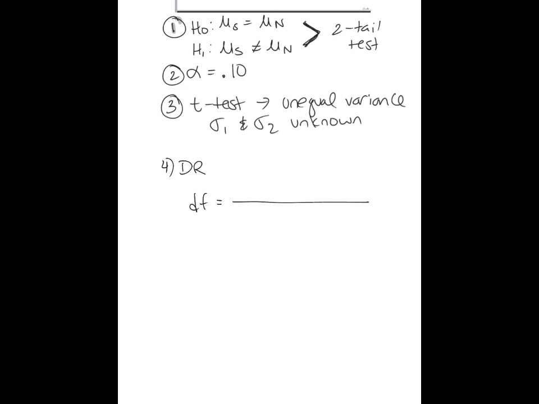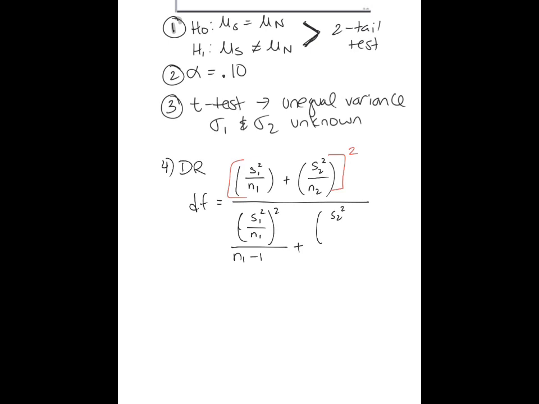Okay, so let's start with the numerator. We have the variance of 1 divided by n1 plus the variance of 2 divided by n2. Okay, and then this whole thing is squared. Okay, now the denominator. The denominator, we have s1 squared over n1. Okay, that's squared, divided by n1 minus 1, plus s2 squared over n2. This is also squared, and this gets divided by n2 minus 1.